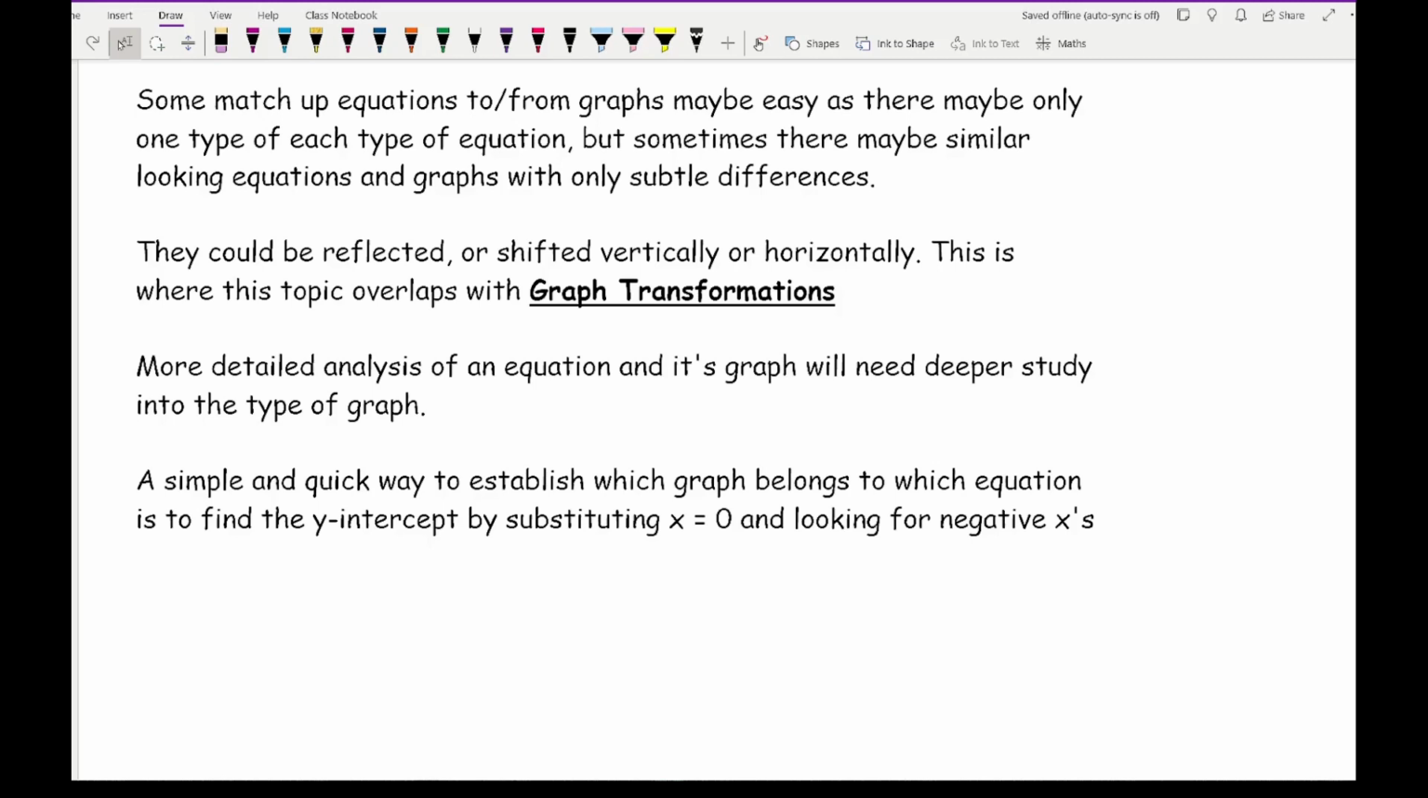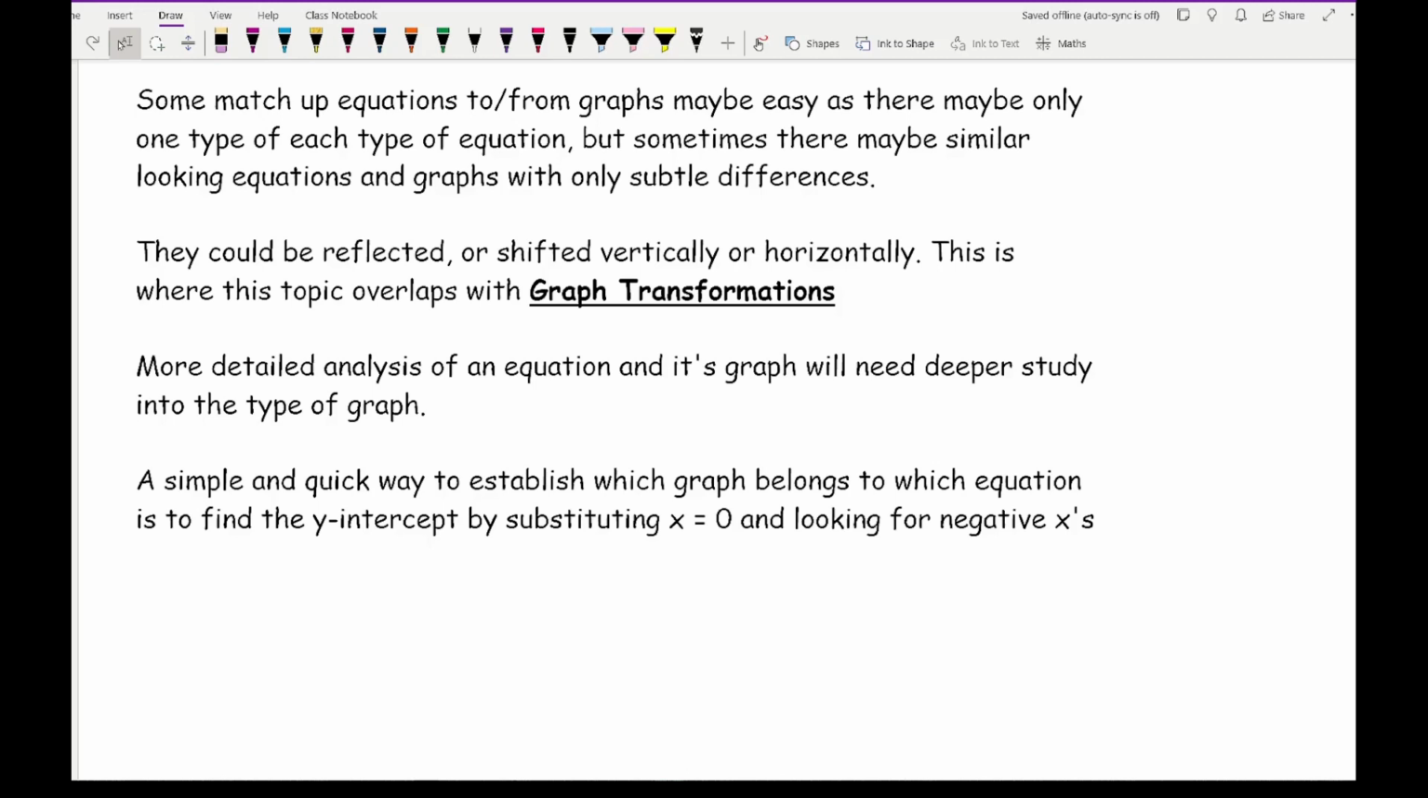Now, a more detailed analysis of an equation and its graph will need deeper study into the type of graph. So for example, if you're looking at quadratics and you're asked to sketch a quadratic, it may be a case where you not only have to state the y-intercept, you also need to state the x-intercepts and the max and minimum point, which again then involves completing the square. The same thing with regards to cubic graphs. If you're asked to plot those accurately, which again is very common on the higher GCSE, you can't just simply get away with just doing a little sketch. It needs to be done accurately.